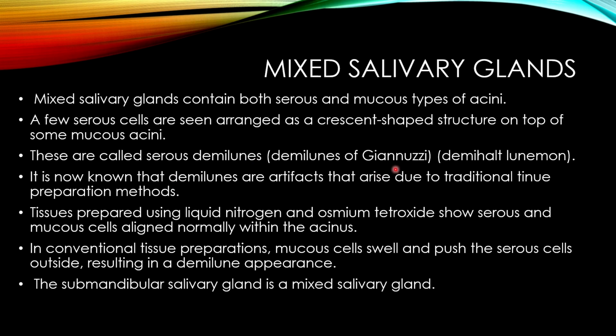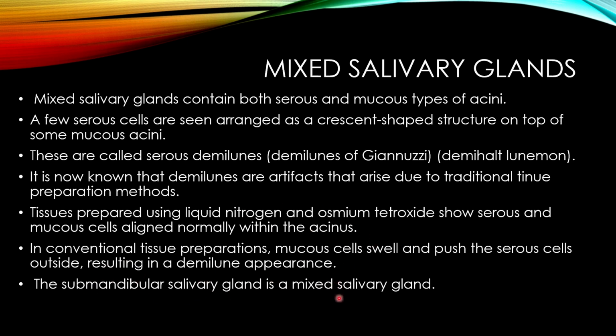Demilunes of Gianuzzi. It is now known that demilunes are artifacts that arise due to traditional tissue preparation methods. Tissue prepared using liquid nitrogen and osmium tetroxide shows serous and mucous cells aligned normally within the acinus. In conventional tissue preparations, mucous cells swell and push the serous cells outside, resulting in the demilune appearance. So that's how the demilune appearance gets its shape.